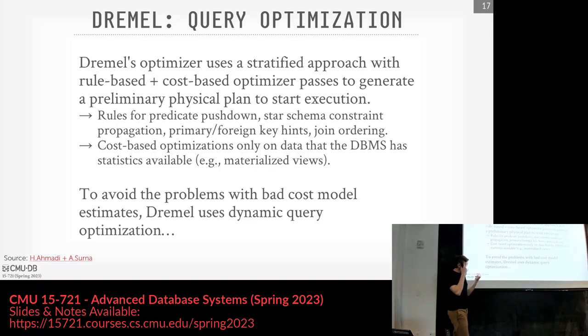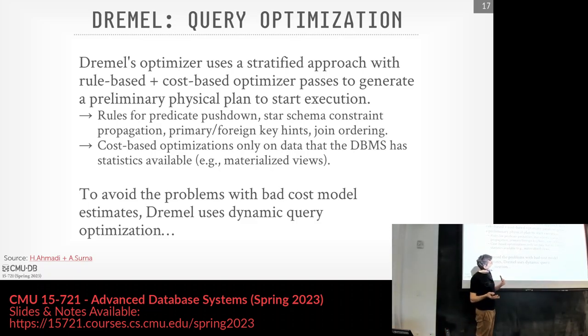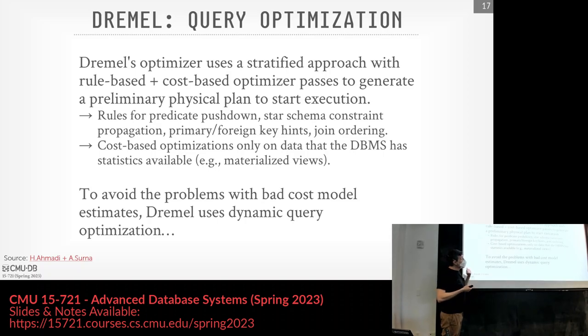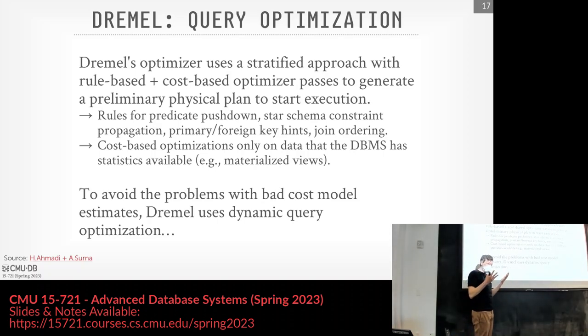They do some basic join ordering, based on things like, if I know it's a star schema, I'll have the fact table right up in my pipeline and join that with the dimension table. So there are standard tricks everyone does. As far as I can tell, the only cost-based optimization they're doing is when you actually have statistics, which makes sense, because how do you do cost-based estimation if you don't know anything about the data?